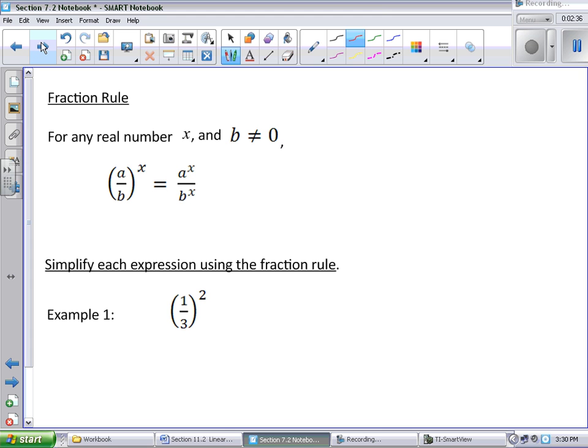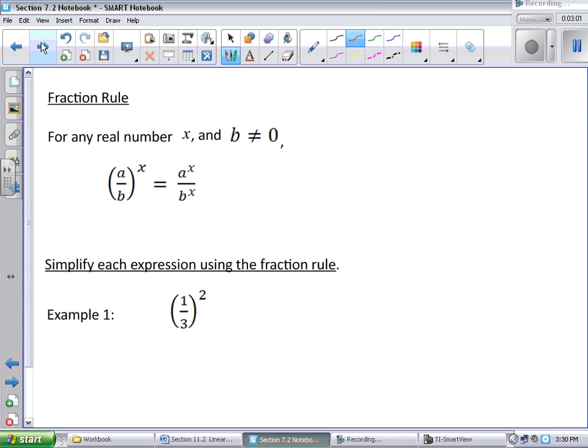Fraction rules. For any real number x and b not equal to 0, a over b to the x equals a to the x over b to the x. In other words, everything inside the parentheses gets raised to that power. And the denominator cannot be 0. That's why we state b cannot be equal to 0.